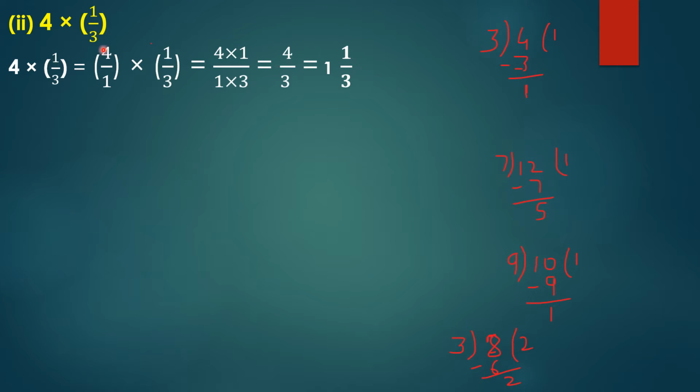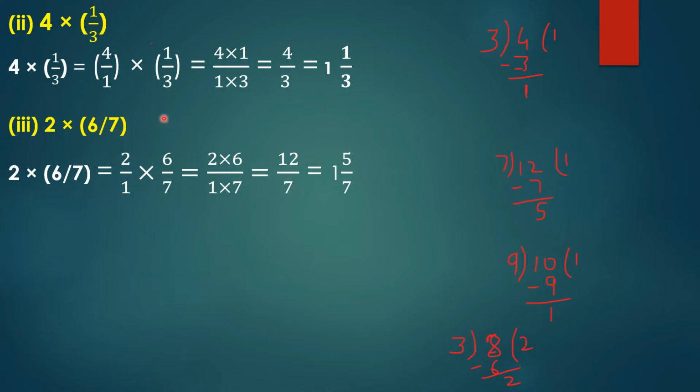The next question is 4 into 1 by 3, which is equal to, 4 can be written as 4 by 1 into, and write 1 by 3 as it is. So this will become multiplication of the two fractions. As per the multiplication of fractions, to get the product of the two fractions we have to multiply the numerators and denominators separately. Therefore this will become 4 into 1 divided by 1 into 3, which is equal to 4 by 3. Since as per the question we have to convert this into a mixed fraction, 4 by 3 can be written as 1 1 by 3, because 3 ones are 3, 3 plus 1 is 4, 4 by 3.